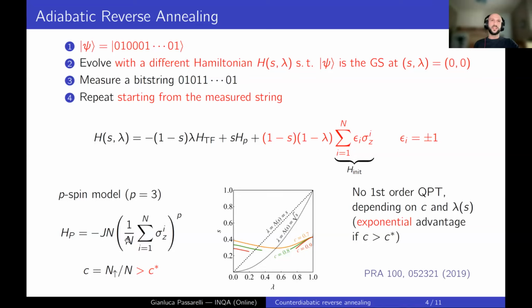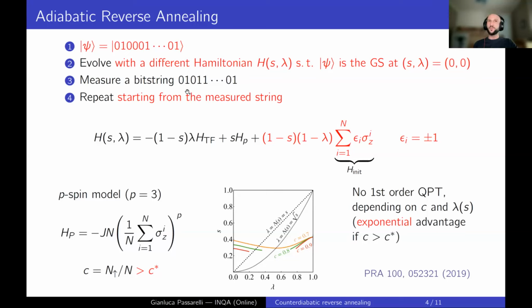The p-spin model is described by this problem Hamiltonian, where you see that you have these three-body interactions between qubits. And when you do quantum annealing with this Hamiltonian as your problem Hamiltonian, you know that quantum annealing encounters a first-order quantum phase transition where the minimum spectral gap will close exponentially as a function of the system size. And so the annealing time required to achieve the adiabatic regime will diverge exponentially as well.